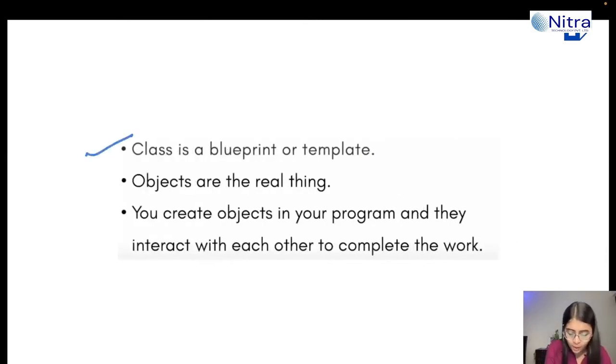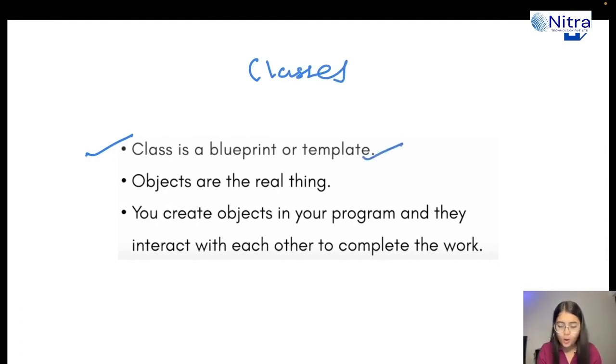So if you talk about classes in general, a class is a blueprint or a template, you can say, and objects are the real thing. You create objects in your program and they interact with each other to complete the work. This is a bit of theory and right now you might not be clear on what exactly a class is, what exactly objects are, right? So I'll give you some examples and that will help you understand things in a much better manner, okay?